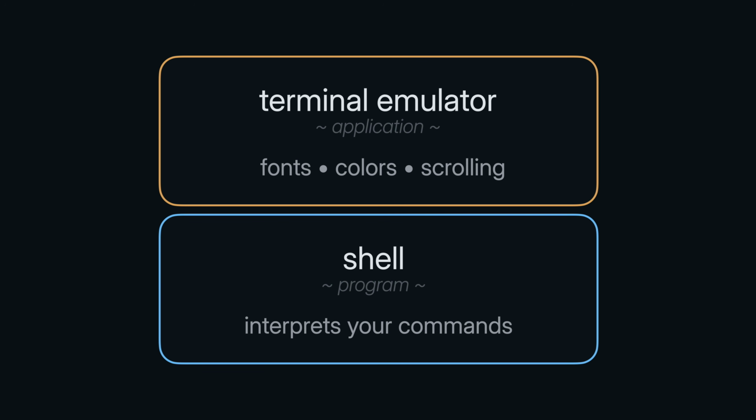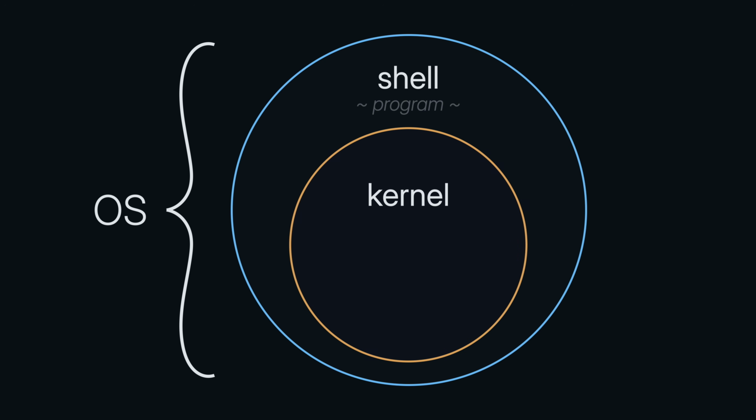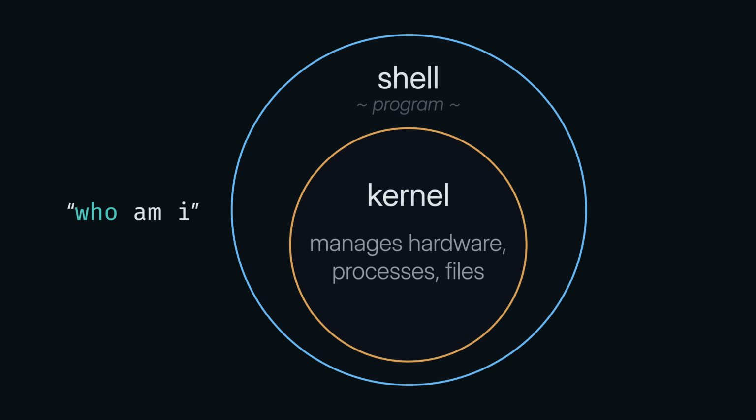The name shell comes from this program's role as sort of a protective outermost layer of the operating system. It sits on top of the kernel, which is the core that actually manages your hardware, your running processes, and your files. The shell accepts your text as input and translates it into clean requests that the kernel can understand. And in this way, the kernel never has to accept raw human text as input, only the shell does.